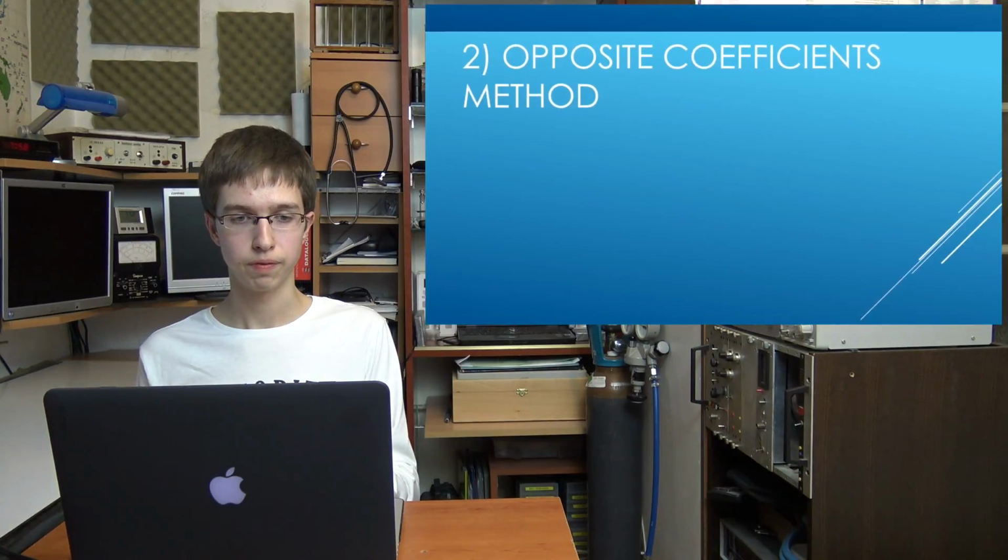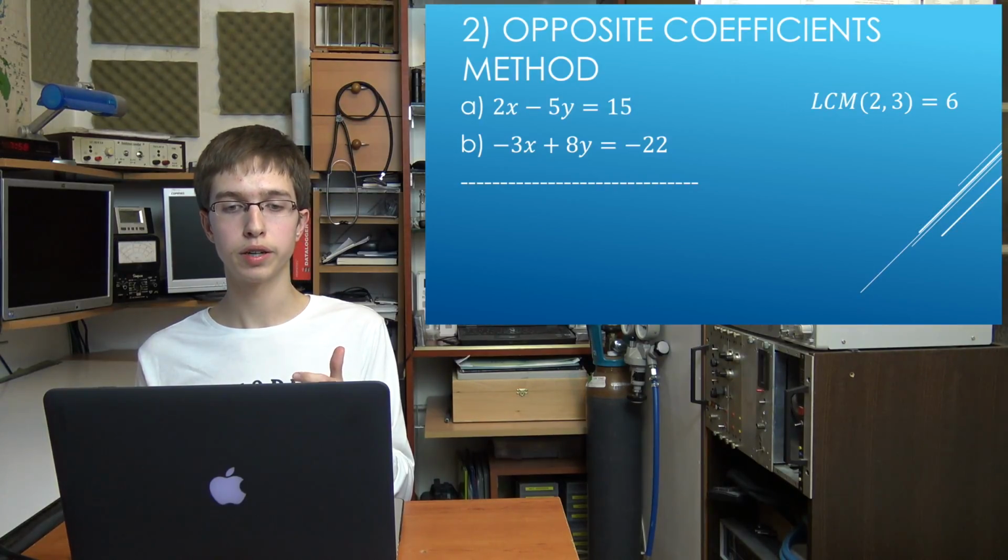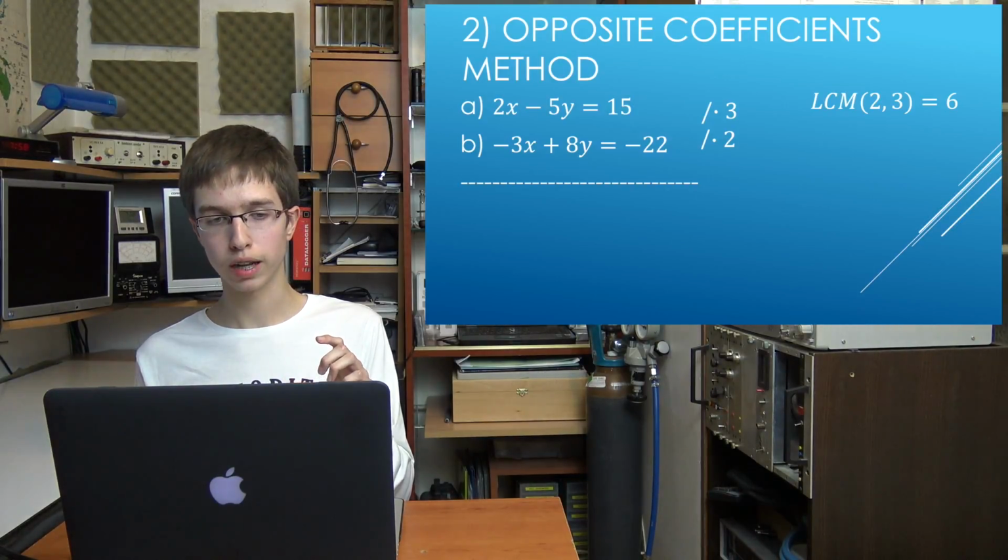Opposite coefficients method. Here we have to choose first which one variable we'll consider, x or y. Here we've chosen x. And now we see which coefficients are in front of x. Here are 2 and minus 3. And now we have to find least common multiple of these two coefficients, 2 and minus 3. And this minus 3 can be written as 3 when finding this least common multiple of 2 and 3, which is 6.